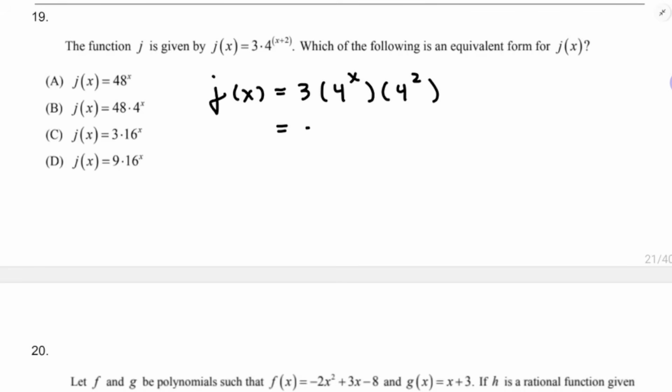All right, I'm just going to do one step at a time here. 4 squared is 16. 3 times 16 is 48. I still have a 4 to the x here, and that's going to be answer choice B.